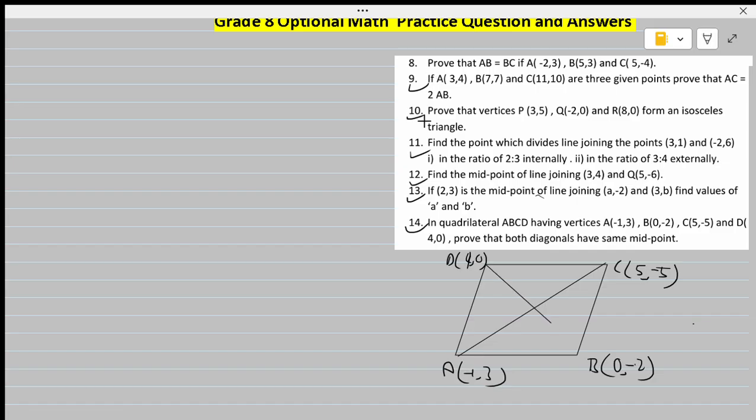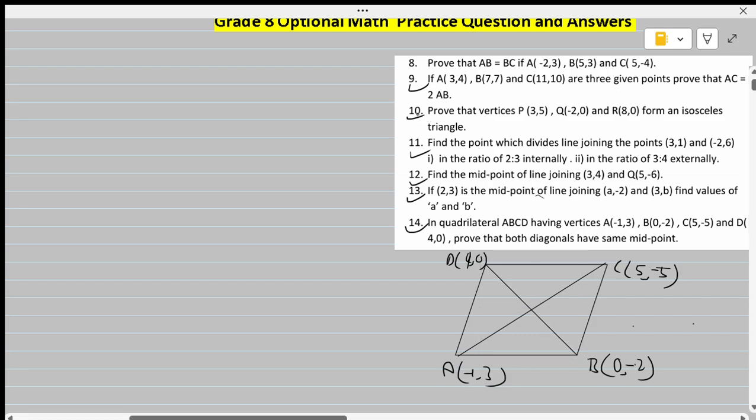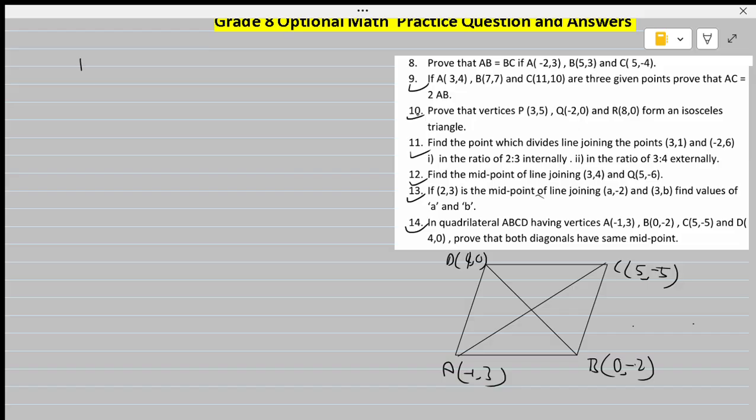So another diagonal is here, BD. We have to identify the midpoint of both diagonals and check whether they are the same or not. Let's start with AC first. So for diagonal AC, A is (-1, 3), this is the first point, and C is (5, -5), this is the second point.